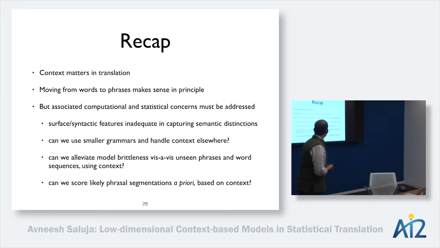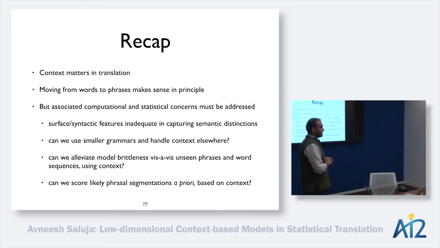So just to quickly recap, the motivation: we know context matters in translation, and moving from words to phrases makes sense in principle, because that way we can incorporate more local forms of context via our translation rules. Like think about Fragen versus diese Fragen. But then there are a lot of associated computational and statistical concerns that we should address.